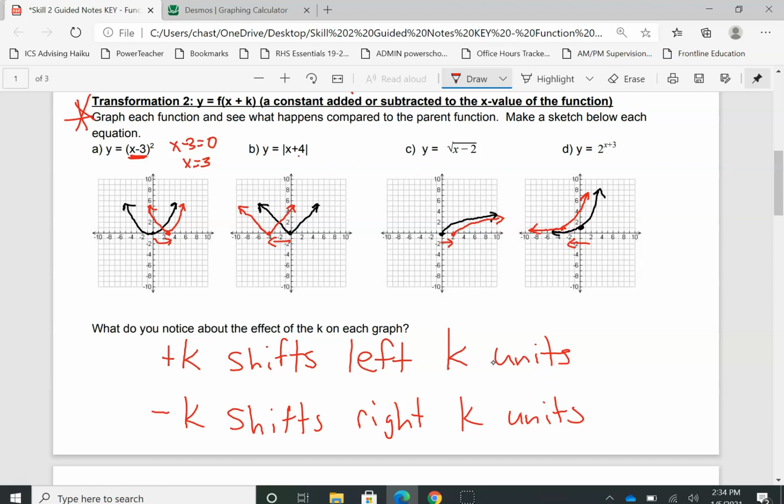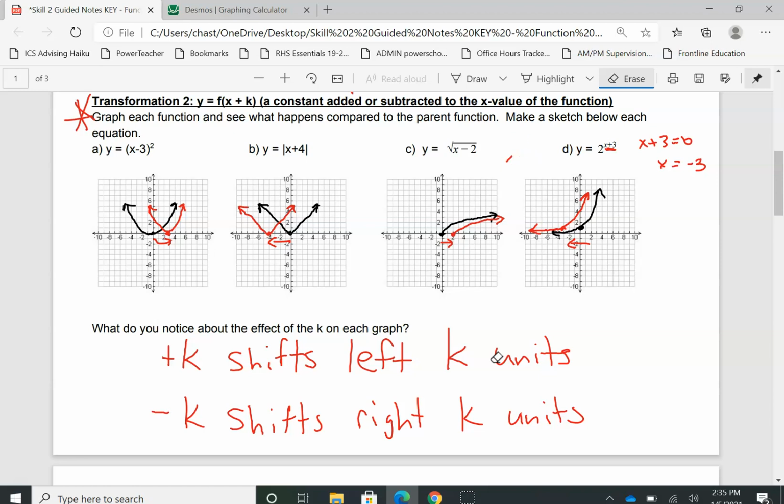goes right 3. X plus 4 equals 0 when x equals negative 4, so we shift left 4. X minus 2 equals 0 when x equals 2, so we're shifting to the right. And here this x plus 3 equals 0 when x equals negative 3. So solving those out, we'll see that if we think of those as finding the zeros of each one of those, that will allow us to then understand why those are actually the weird ones and why they do the opposite of what we would think they should do.